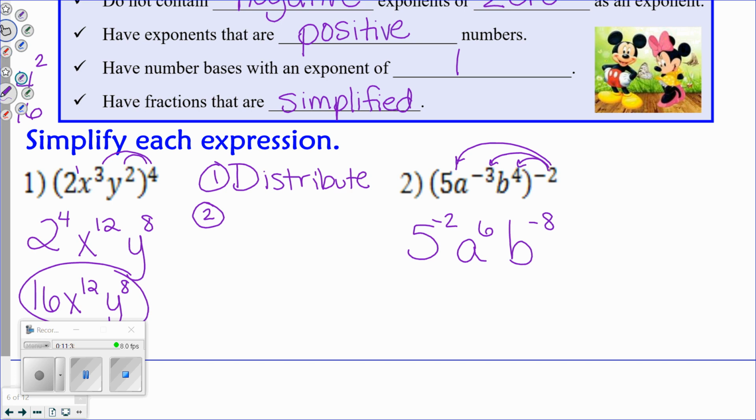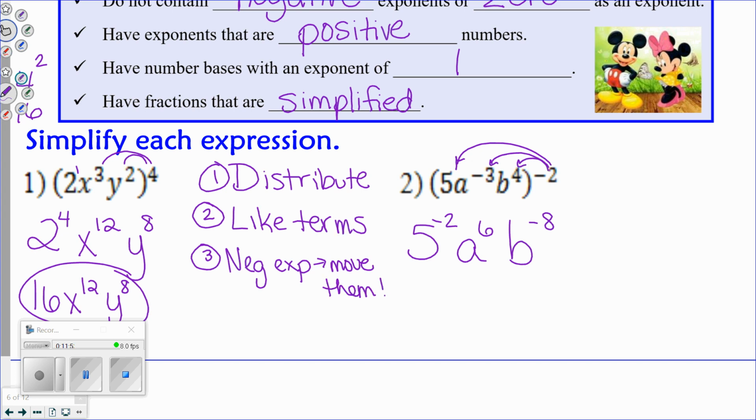Me personally, I take care of like terms next. We don't have any in this problem, but then I would do my negative exponents. So again, totally up to you where your comfort level is. Just so you know, my preference: I distribute, I take care of anything that's a like term, and then I move my negative exponents.